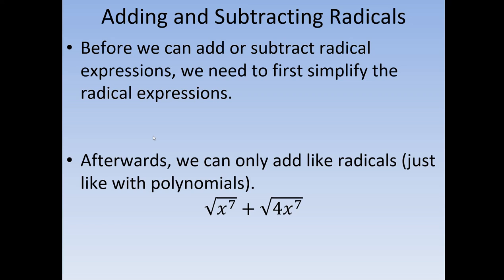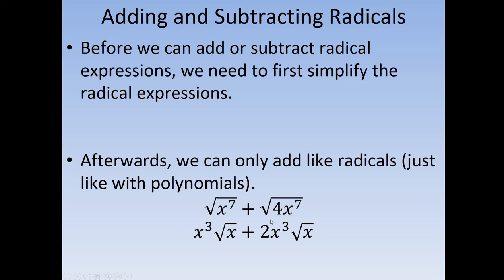So for example, if we had something that looked like this, we'd have to take these two terms and simplify them into their simplified forms. This can be rewritten as x to the 6 times x. So when you take the square root of x to the 6, you get x cubed. This one would be the same thing, except we also have this 4 in front. We know that we can square root that because that's a perfect square. So this one actually simplifies to 2x cubed times radical x.